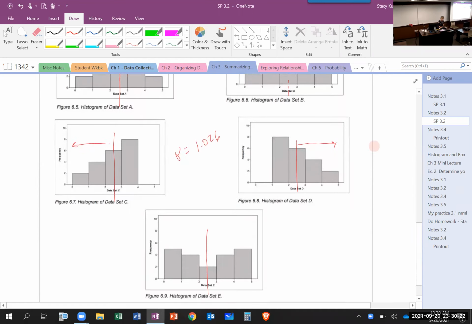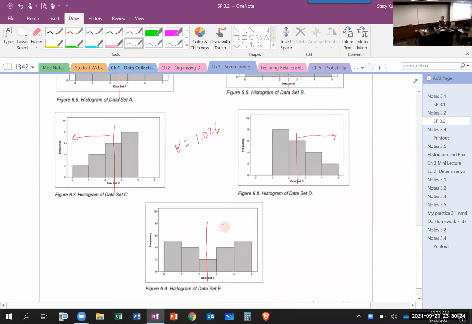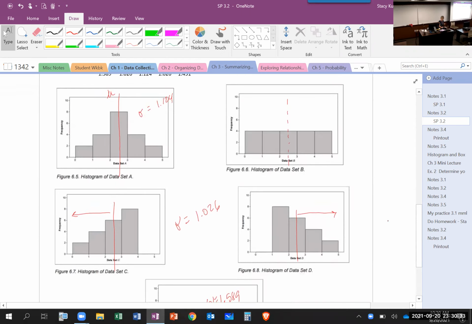And then the largest spread actually occurs down here with data set E, so the standard deviation is 1.589. And by process of elimination, then you can come back and say that 1.451 has to be our uniform distribution. Okay, so it kind of gets you thinking about standard deviation, right?